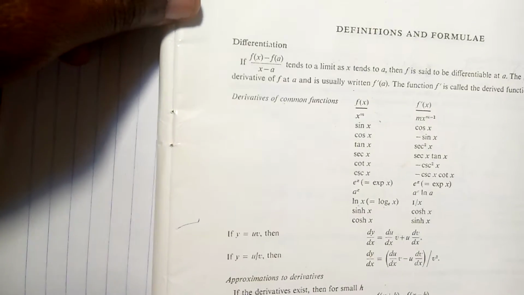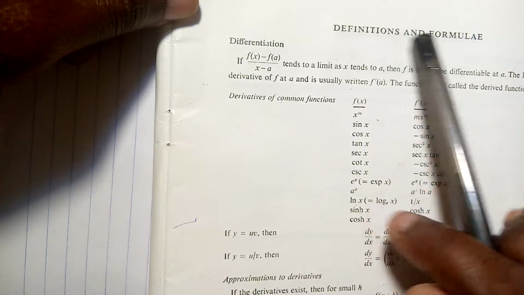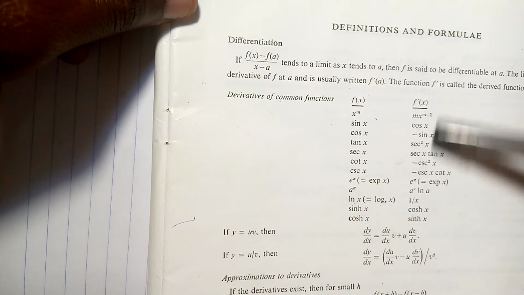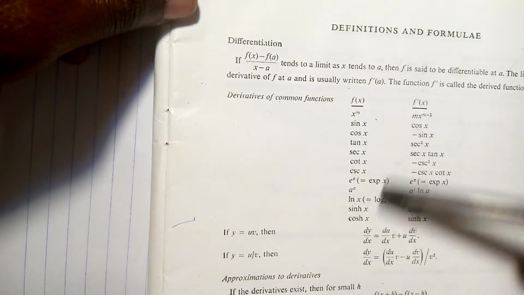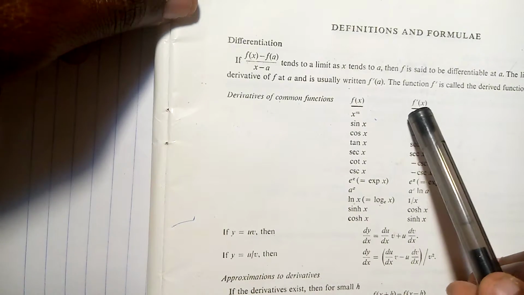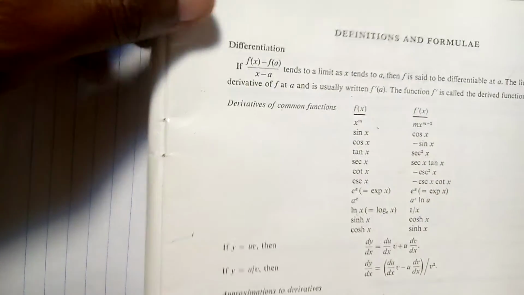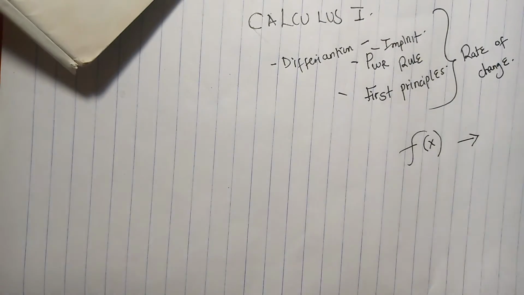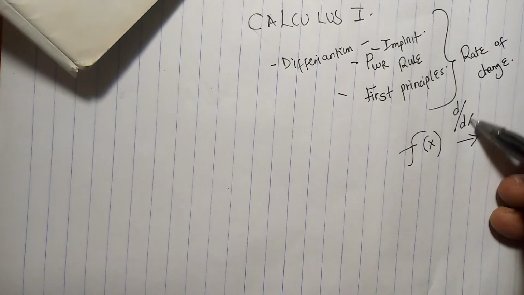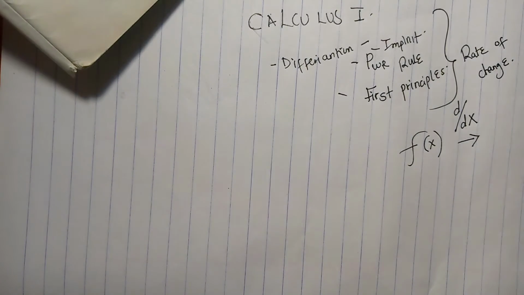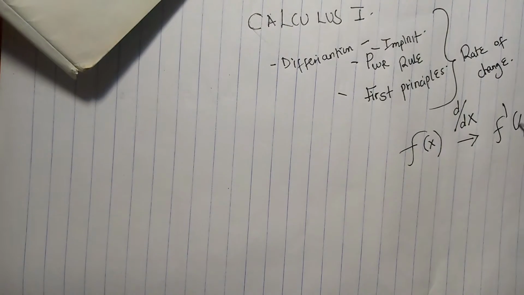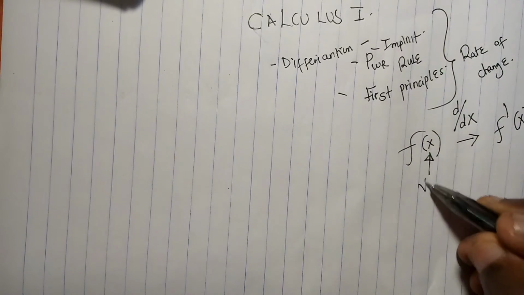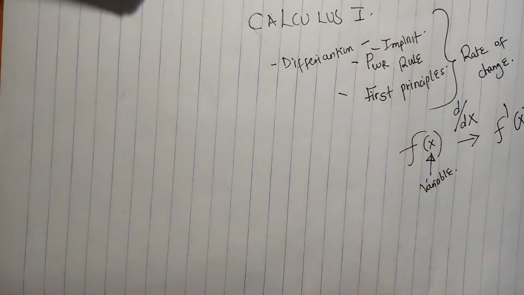This is where it's telling us the definitions and formulae. We have the functions here, and we have the derivatives. You can see that the derivatives of a function are denoted by a prime, something like a small dash. So if a function is given by f of x, its derivative, which can also be written d over dx, is usually denoted as f prime of x. So x basically is nothing but a variable.